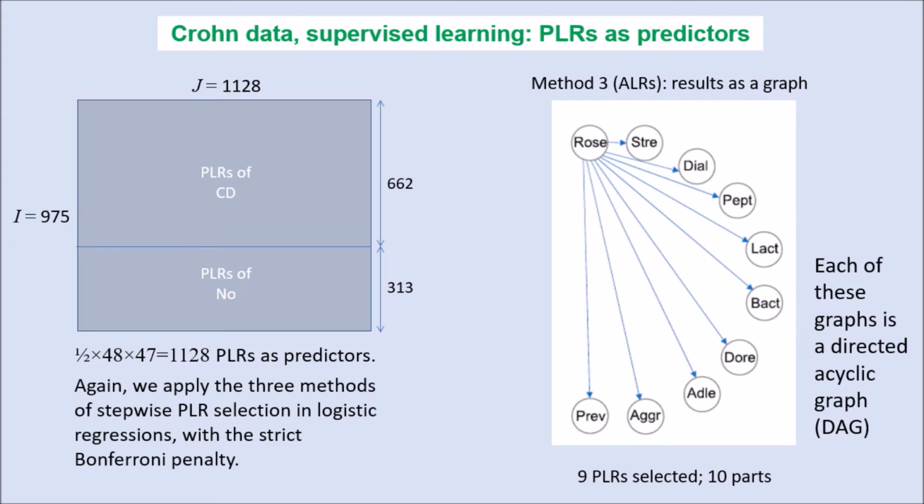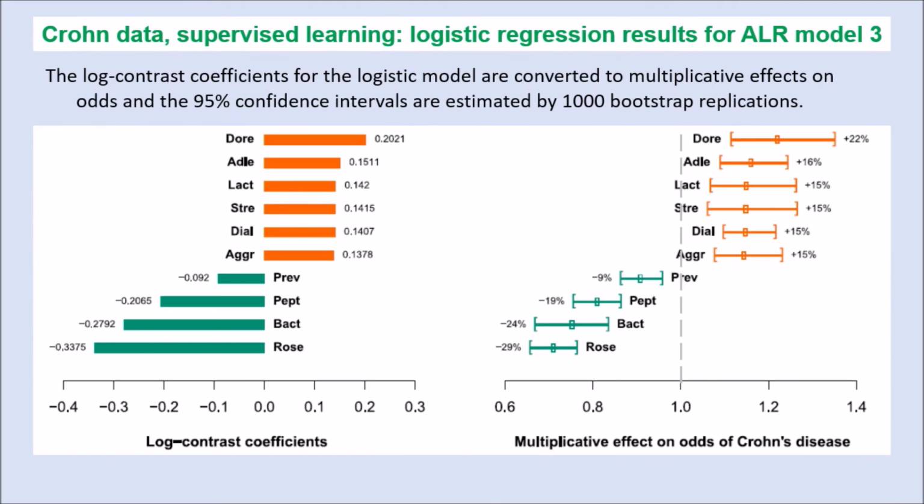Third, choose a subset of additive log ratios. Roseburia is chosen in the first step as the reference part, so all parts are connected to it in the graph. Here, 9 log ratios are chosen, but these involve only 10 parts. Showing the estimated coefficients for this third solution with 10 parts, that is the ALR solution, the logistic regression coefficients on the log ratios are converted to those of a log contrast, and these are shown on the left. The plot on the right shows the coefficients converted to multiplicative effects on the odds of Crohn's disease, along with confidence intervals. As expected, no confidence interval crosses the boundary of 1, which represents no effect.